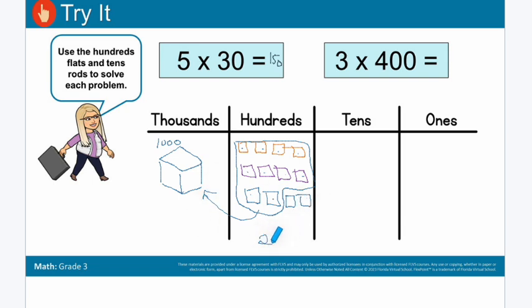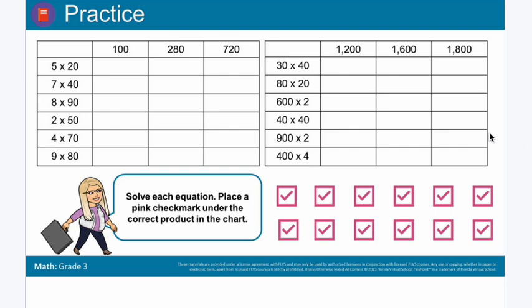So I have 200 left plus 1,000. So 3 groups of 400 is equal to 1,200. Okay.